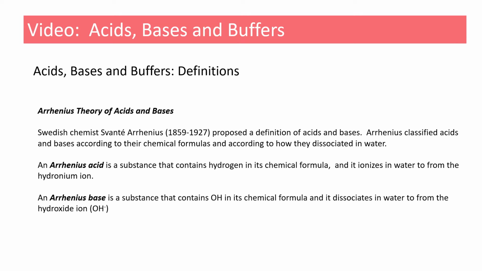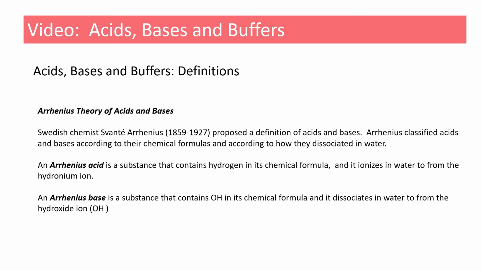The Arrhenius theory of acids and bases. The Swedish chemist Svante Arrhenius, from 1859 to 1927, proposed a definition of acids and bases. Arrhenius classified acids and bases according to their chemical formulas and according to how they dissociated in water.